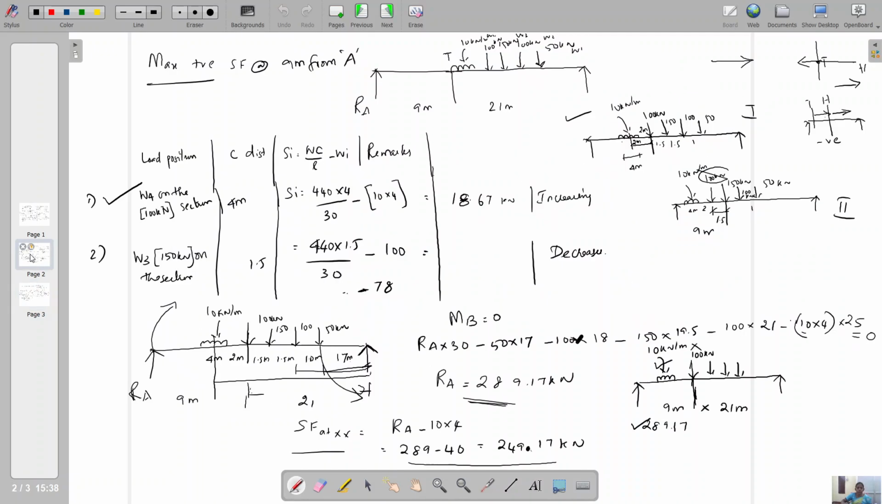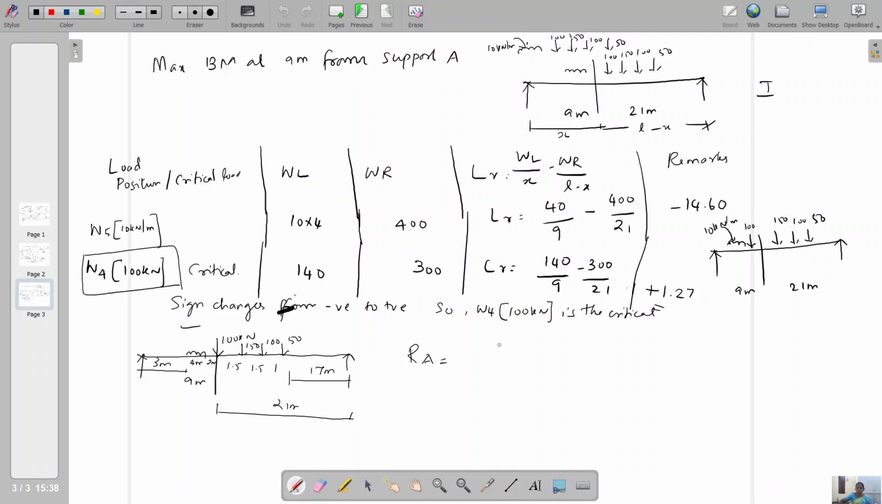So RA value is 289.17 kilonewton. You need not calculate RB because the bending moment value can be calculated from each side. Either you can take A or B. So now I have the RA value.